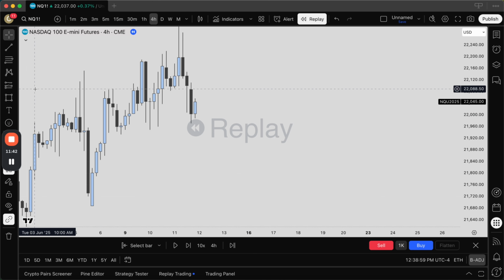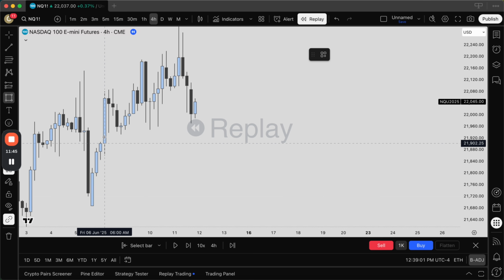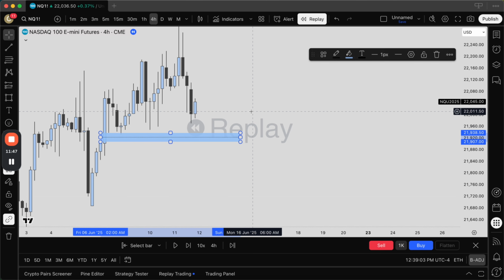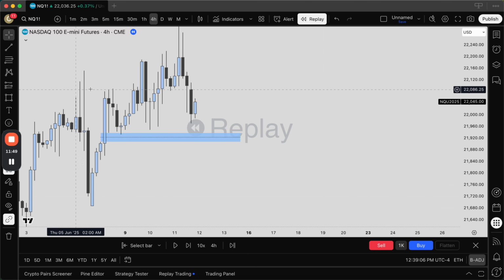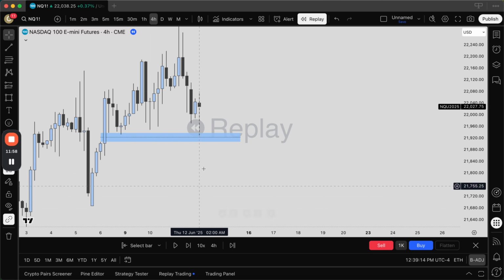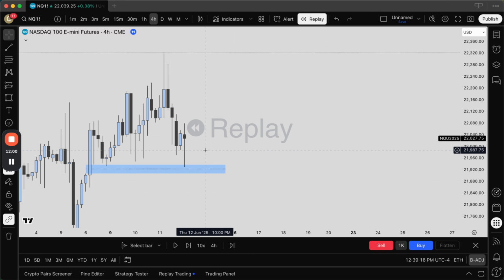And now, what do we have? The only PD array is this bullish 15-minute fair value gap. We haven't really disrespected any PD arrays. There aren't any PD arrays here. So this would be my draw, this 4-hour fair value gap. As you can see, that gap got hit. We respected it from this big wick.